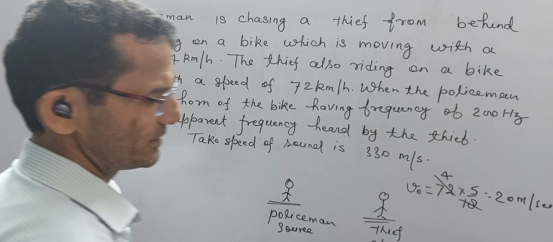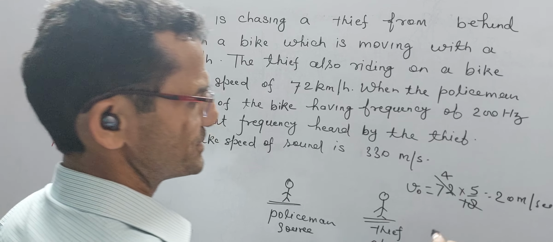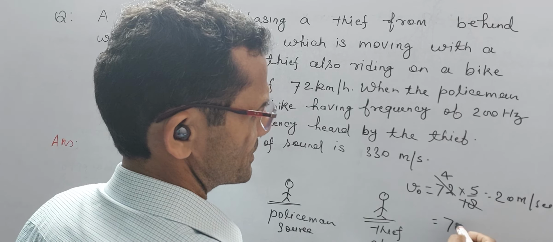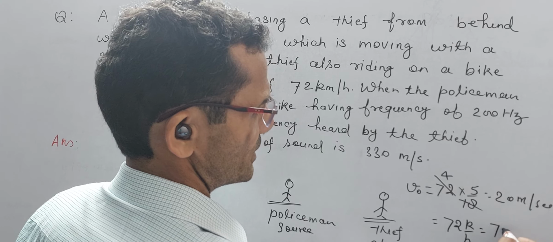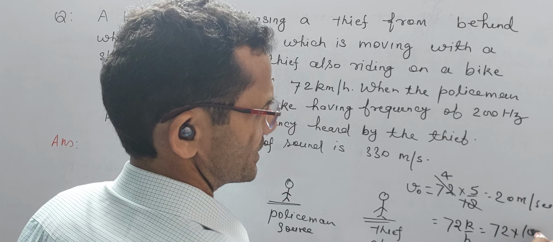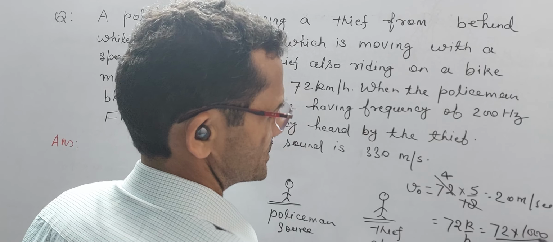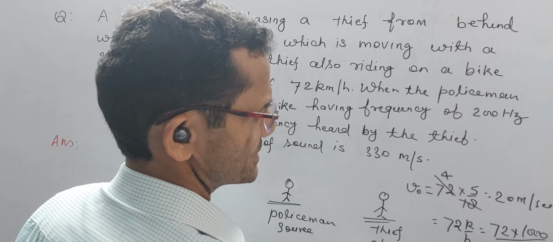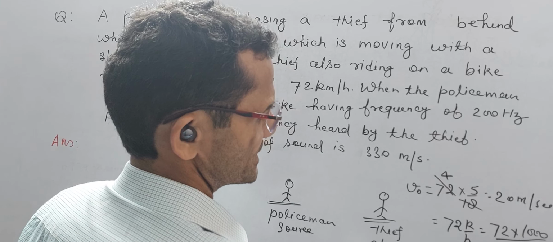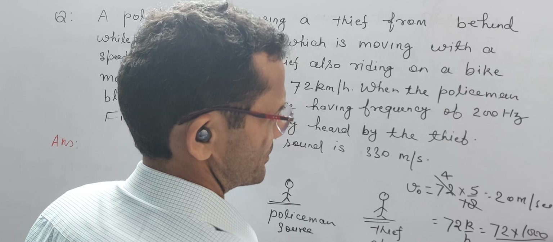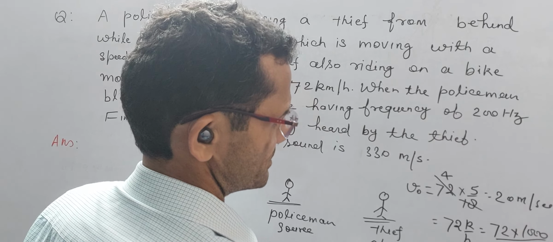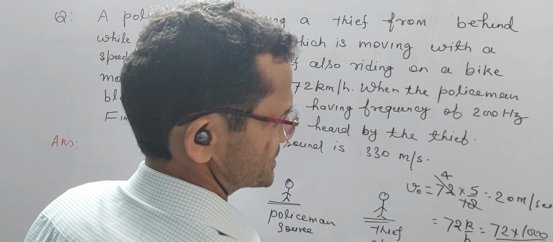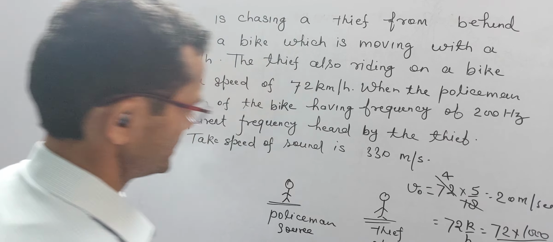In the same way, if I convert 72 km per hour, we know that in 1 kilometer there are 1000 meters, and in 1 hour there are 60 minutes, and 1 minute has 60 seconds. If you simplify it, we will also get 20 meter per second. So this is the value of the observer.